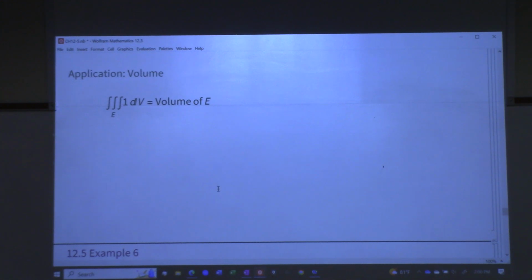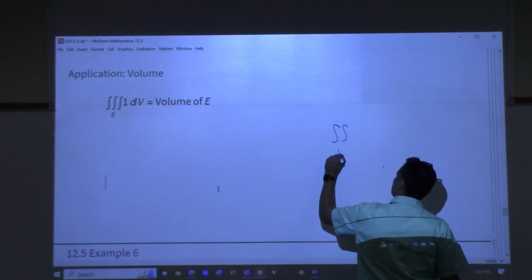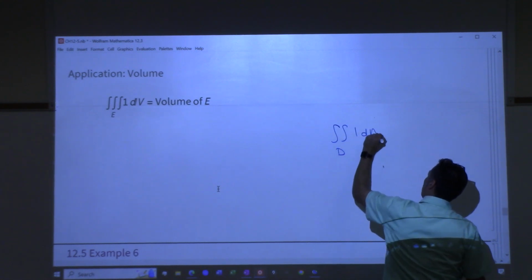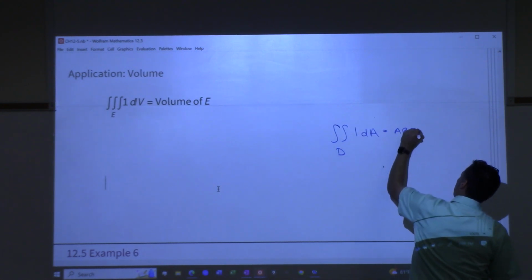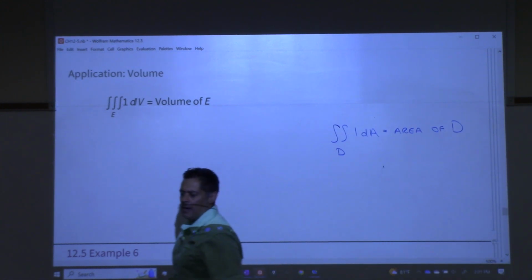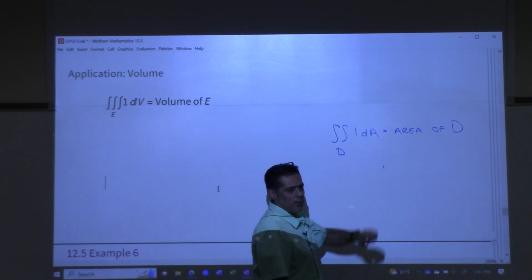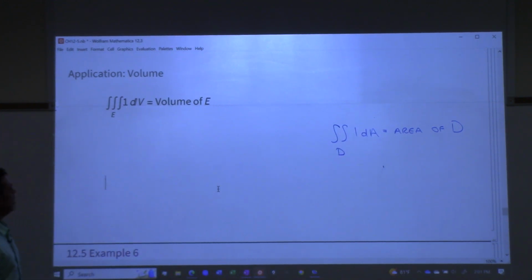When we were doing double integrals, there was a formula at the end I wanted you to put a star next to. It said that if you do the double integral over D of 1 dA, this is the area of D. And I actually used that to prove something to us. What did I prove? The area of a circle. I used polar coordinates to do it, so I used that formula to prove the area of a circle in this class.